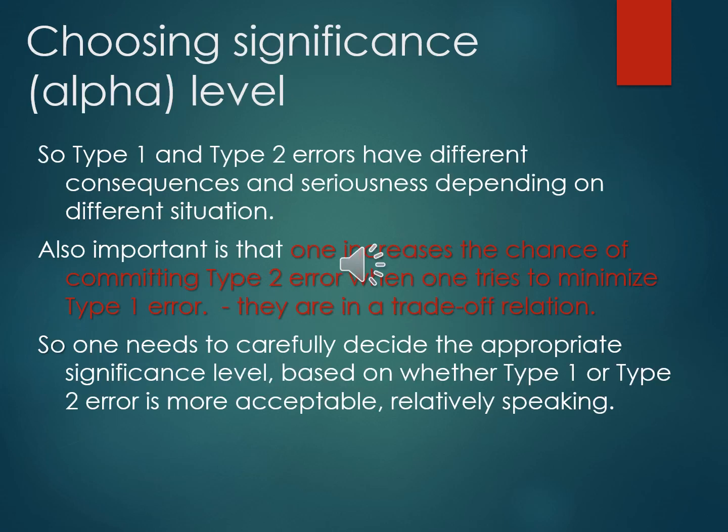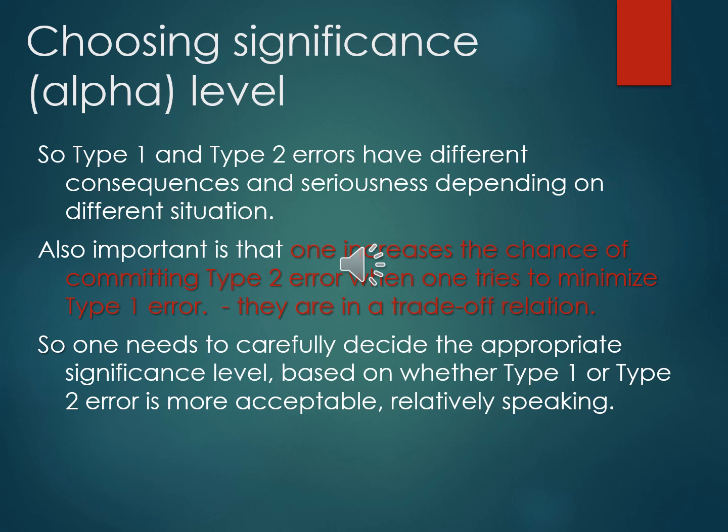So overall, type 1 and type 2 errors have different consequences and seriousness depending on different kinds of situations. And also important to note is when one tries to decrease type 1 error, it tends to increase type 2 error. And if one tries to decrease type 2 error, it tends to increase type 1 error. So they are in trade-off relations.